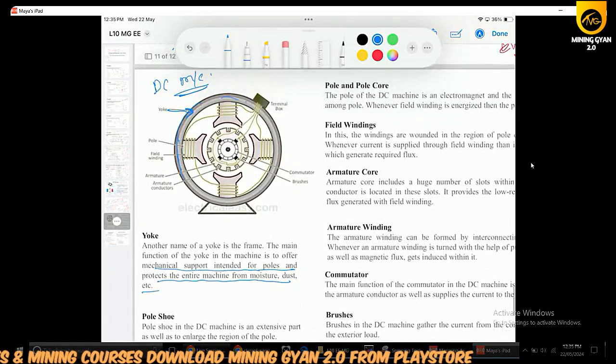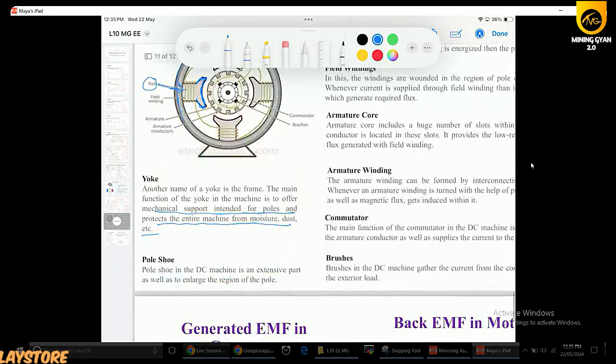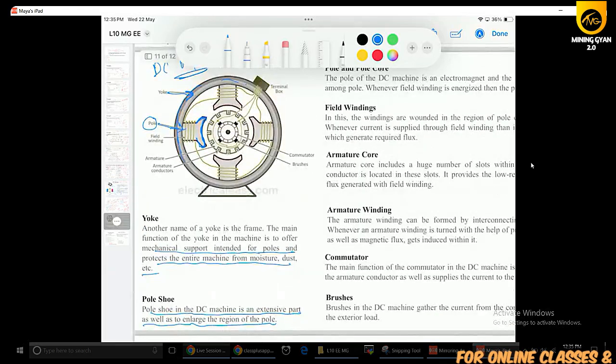Then next is pole shoes. These are the magnetic poles, and this is called the pole shoe, used to enlarge the pole portion. The pole shoe in the DC machine is an extensive part used to enlarge the region of the pole.